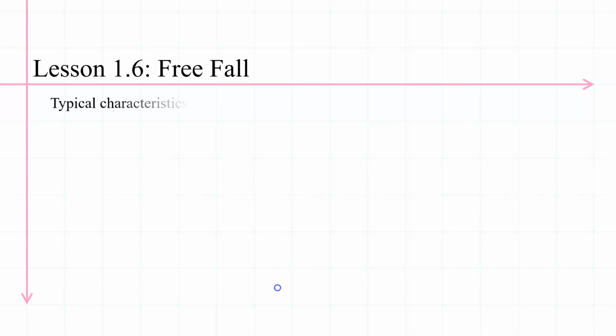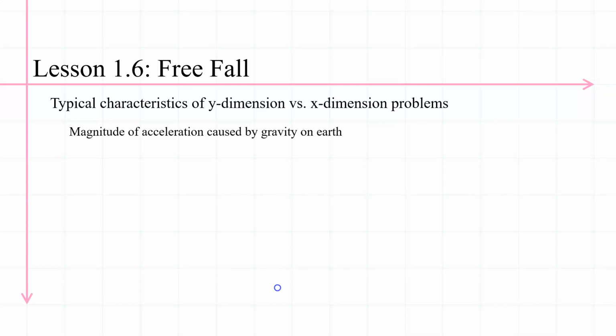All right, moving onward. Let's think about typical characteristics of y-dimension problems and how they're different from x-dimension problems. The graphs look the same. We're going to be generating velocity-time, distance-time, and acceleration-time graphs that look similar, but there are going to be some things that are unique.